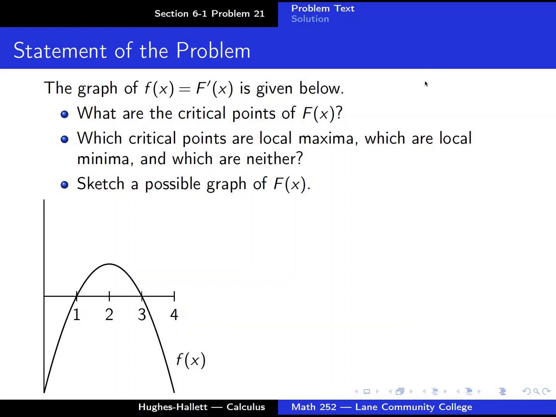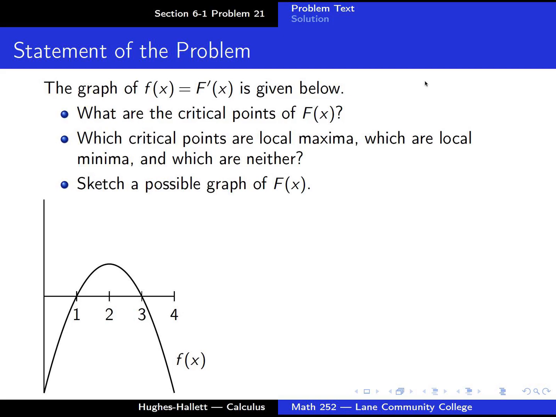Welcome, Math 252. We're looking at problem 21 from section 6.1 of the Hughes-Hallett text. In this problem, we've been given the graph of little f, which is the derivative of capital F of x, and we're asked to find the critical points of capital F.